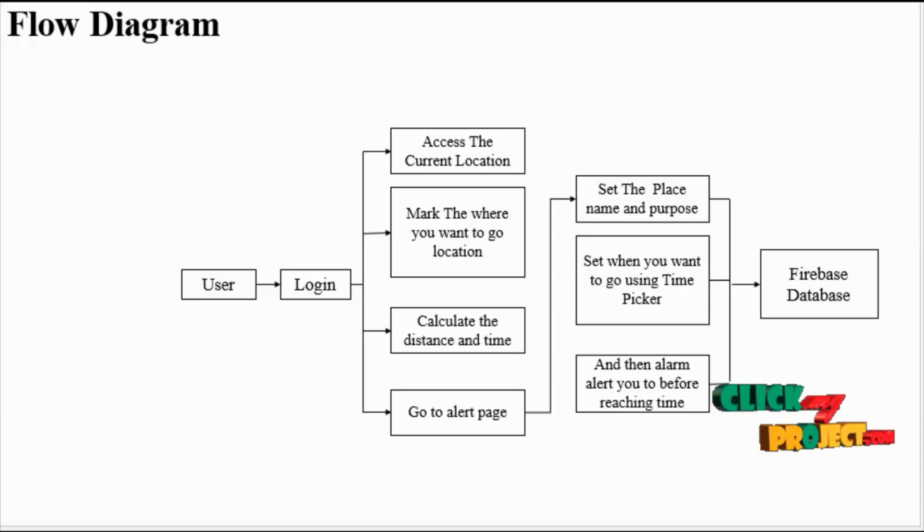After you mark the location, press the go button, the alert button, then it automatically goes to the alert page showing how many kilometers and how much time it takes to reach. Then all the settings are in the alarm page. Enter the place name and purpose of the visit, then set when you want to go using the time picker. The alarm will alert you before you reach the time.